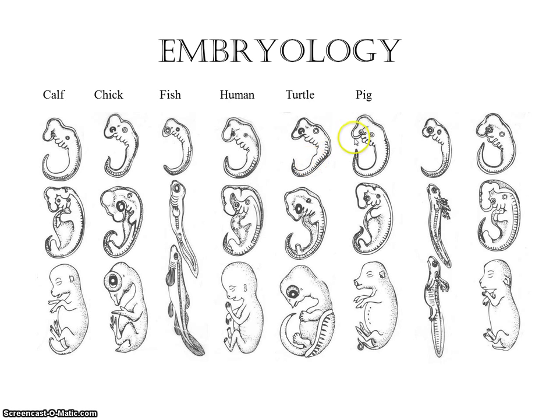Here's a turtle, a pig, salamander, rabbit. Very, very similar characteristics through embryos.